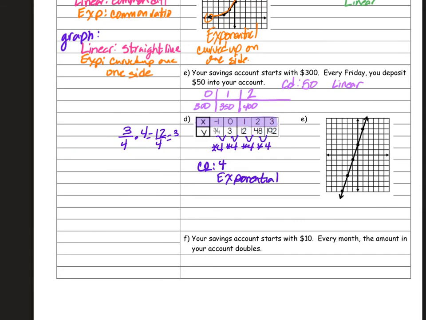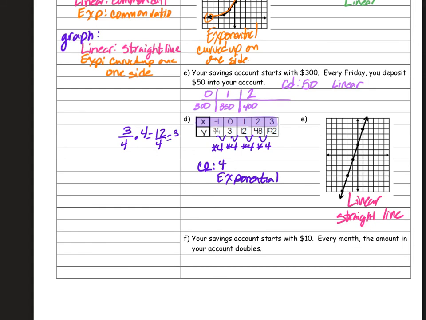Okay, great. And then E is a line. It's a graph. Sorry, it's a line. It's a graph, and it's straight. There's no curves. It's totally straight. So this is linear because it's a what? Straight. S-T-R-A-I-G-H-T. Straight line. Can't spell the word straight. It's a straight line. There you go, guys.